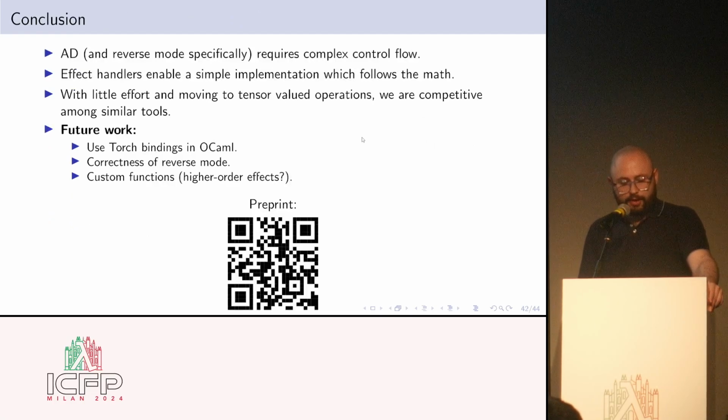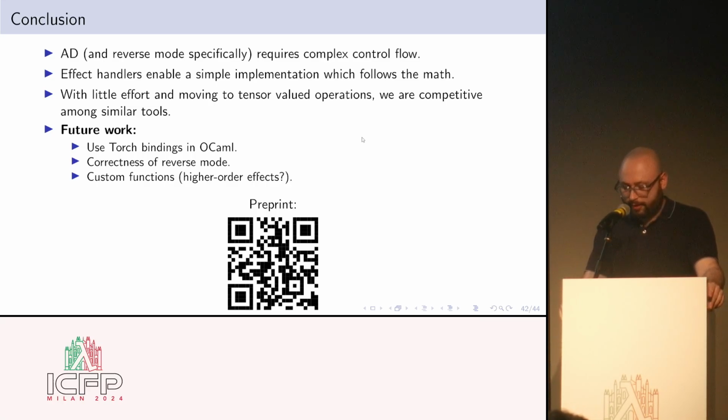So AD, and reverse mode AD in this talk specifically, requires complex control flow. Effect handlers enable a simple implementation which follows the math. And with a little effort and moving to tensor-valued operations, we are competitive among similar tools. So, future work. I didn't realize this, but PyTorch's C++ backend, which is the fast bit, actually has bindings in OCaml. So I tried this week to switch my bindings from Owl to the Torch bindings, but I didn't have enough time. So that might actually get us a lot closer to the PyTorch stuff, so we'll see.